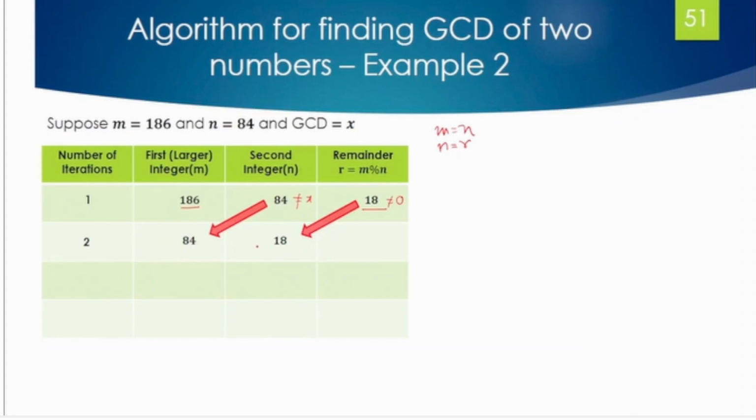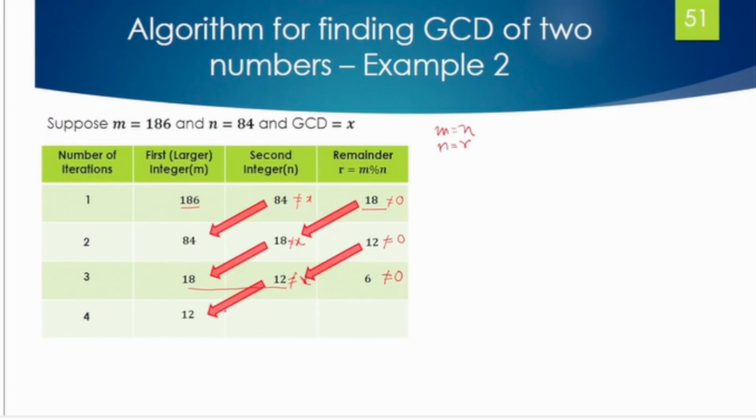Now again we will calculate the remainder of these two, so this will become 12. Again, since 12 is not equal to 0, 18 cannot be your x, right? Then we proceed to the third iteration. Again this 18 will come here, similarly 12 will come here, and the remainder between these two will be 6, which is again non-zero, so even 12 cannot be x. So let's proceed to iteration 4.